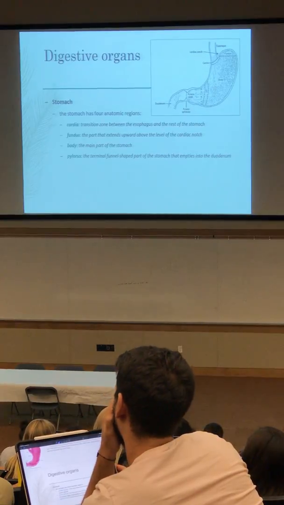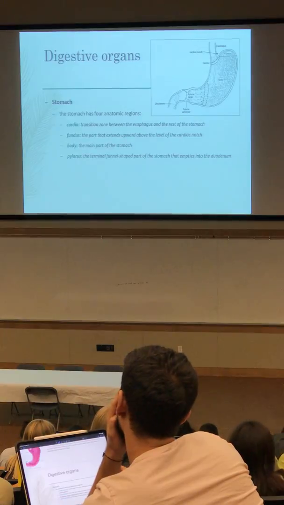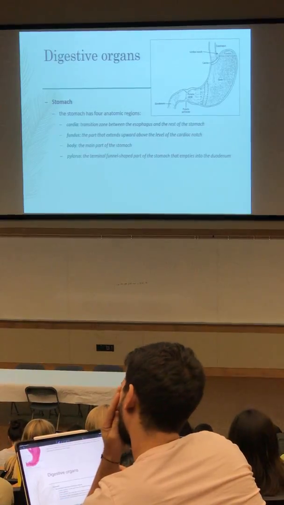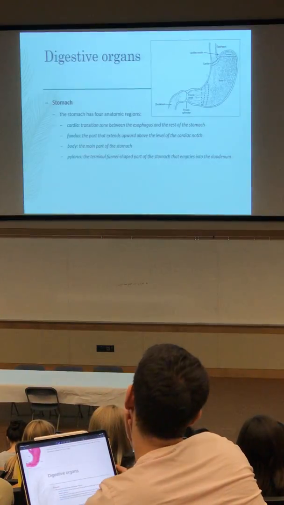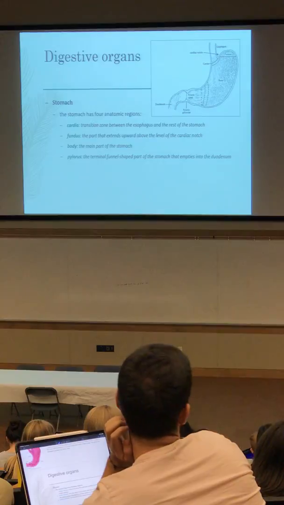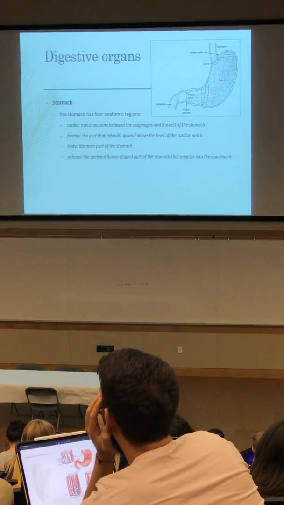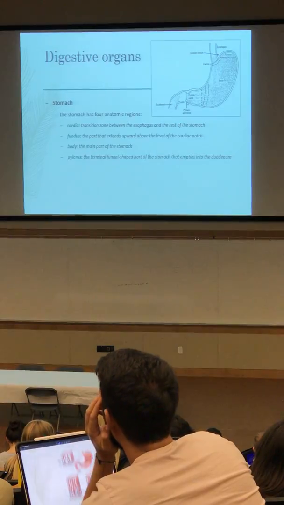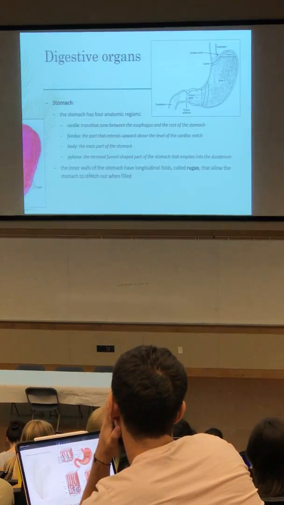So that's the terminal part. The word pylorus, by the way, means gatekeeper. So it's the gatekeeper guarding the entrance into the duodenum. All right? So there's several different parts. There's the pyloric antrum, which is this big open area. There's a pyloric canal. There's a pyloric sphincter, which closes off the opening into the duodenum. The inner walls of the stomach have longitudinal folds, which we call rugae.